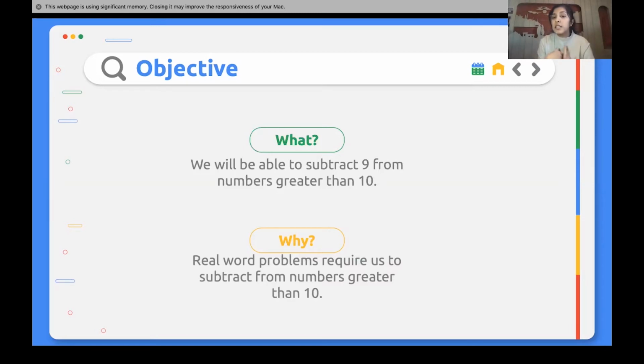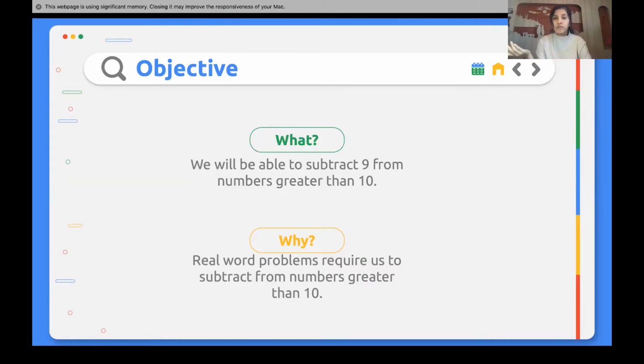$12 is a teens number. And so if you have $12, and your mom asks you for $9, that's a real world problem. That means you have to know how to subtract $9 from $12.